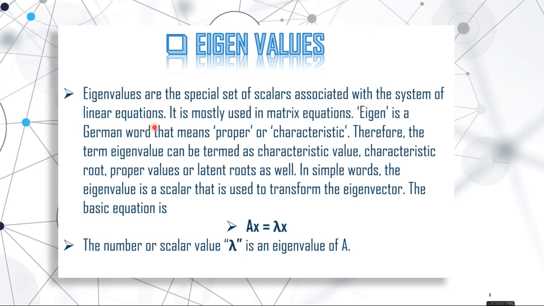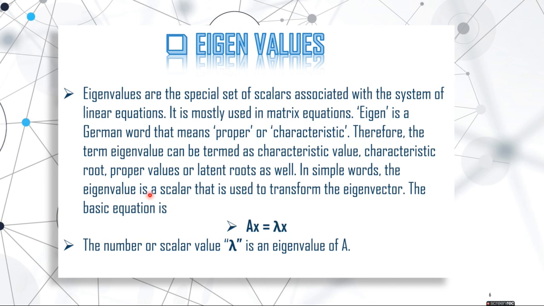That is, if we expand that determinant of A minus lambda I, we will get an equation. If we solve that, we will get the eigenvalues, and it is mostly used in matrix equations. Eigen is a German word that means proper or characteristic. It means it will be a proper value. Therefore, the term eigenvalue can be termed as the characteristic value. As I said before, the roots of the characteristic equation are called characteristic values or eigenvalues. So the characteristic roots or proper values are the latent roots as well.